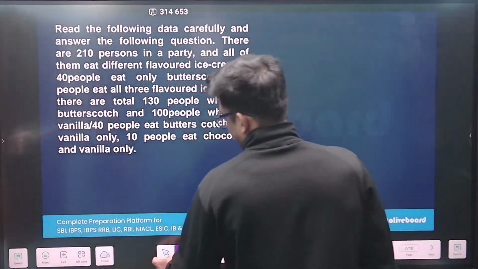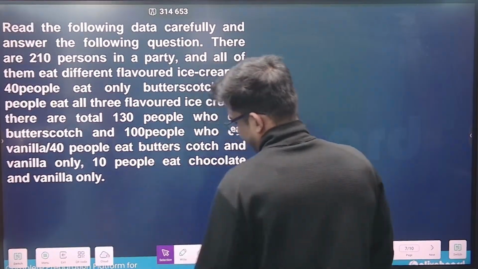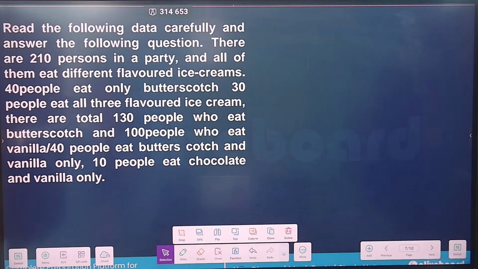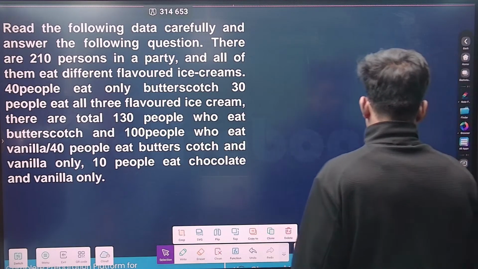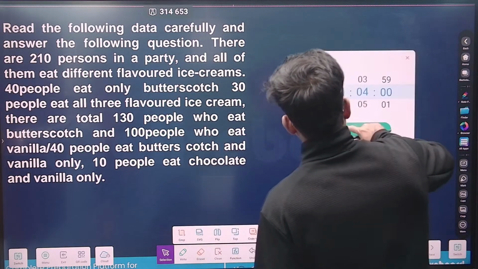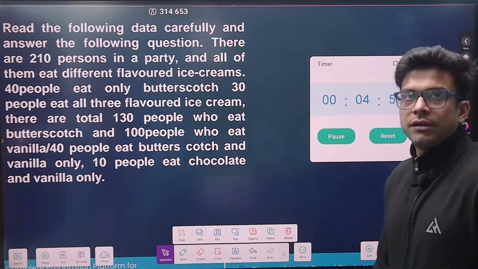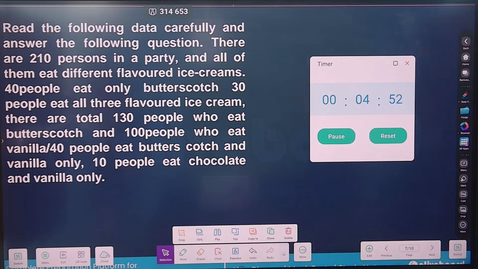Now, this is again a problem of Venn diagram. Please solve. Let me give you 5 minutes. Please read the question carefully. Take out your pen and solve it, everyone. If there is some logical part, go and use that logical part. Let's see how you can make.